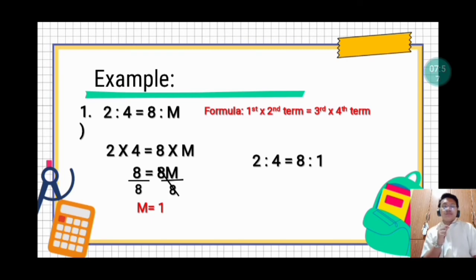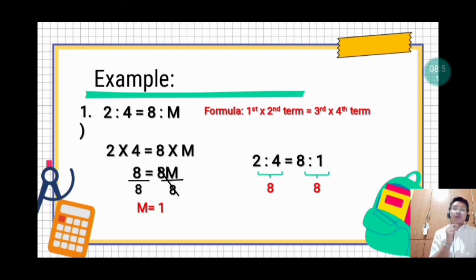Okay, so after that, write the original given terms, which are the ratios of 2 is to 4 and 8 is to m. However, we need to replace the m with 1 since m is equal to 1, okay? And after that, we need to multiply the first and then the second term and also the third and then the fourth term, okay? To identify if these ratios are proportion. Okay? So, first, 2 times 4, that would be 8. And 8 times 1, that would be also 8.